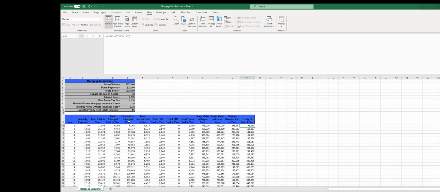One, we take into consideration what our appreciation would be, and we get that by using K13, which, as I said earlier, calculates what the house value would be at the end of the year, based off of what we anticipate the real estate inflation to be for a given year. And then we subtract from that what the balance owed is at the end of the year, and that difference will give us what the equity would be in our home at the end of the year.